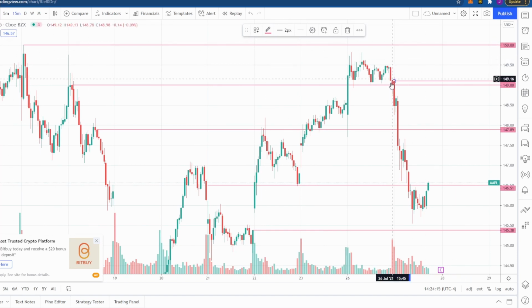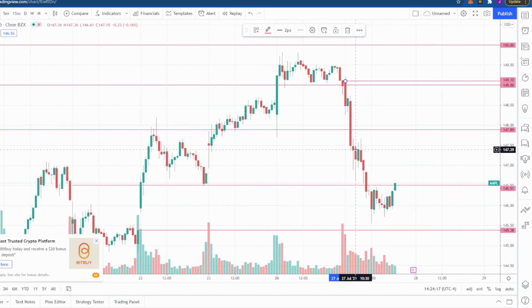So 150 is the all-time high. It's almost there. That's where we want to short. That's your best short opportunity.